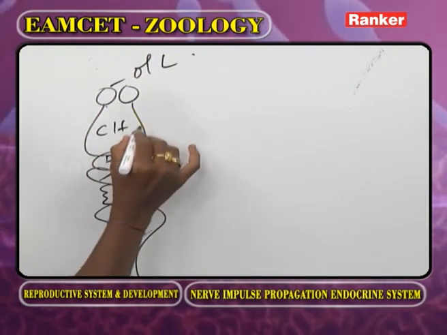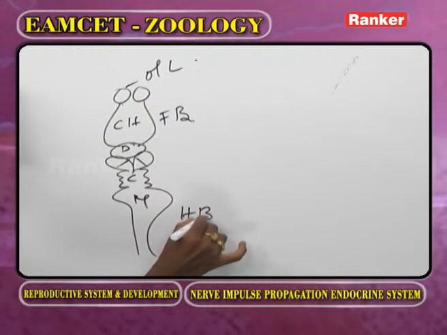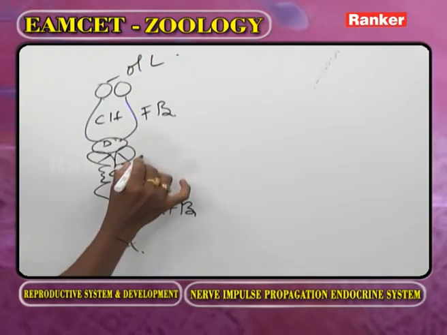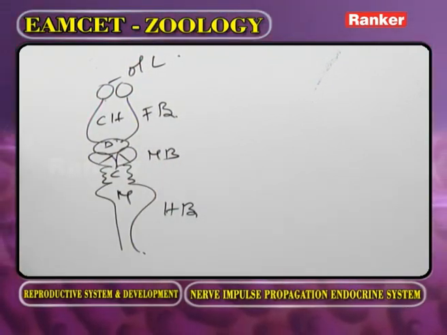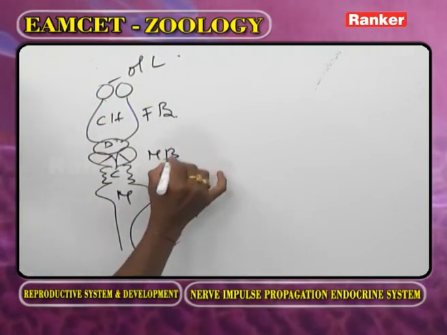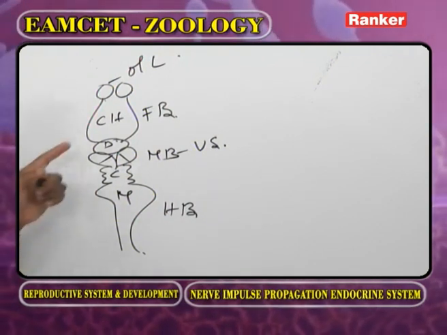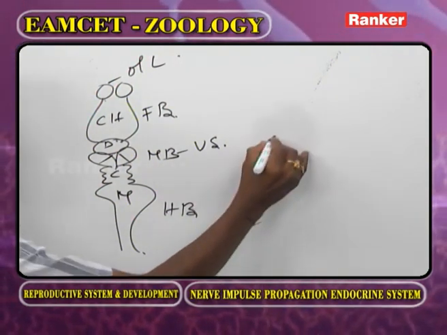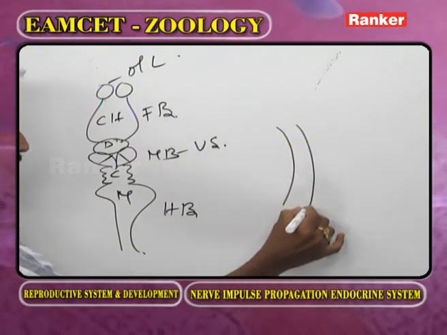Now this part we call the forebrain, this part the hindbrain, and this part the midbrain. In the midbrain, you have to observe the diagram. On the ventral side of midbrain, VS means ventral side, two longitudinal nerve tracts are present.